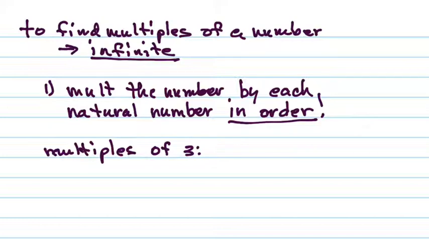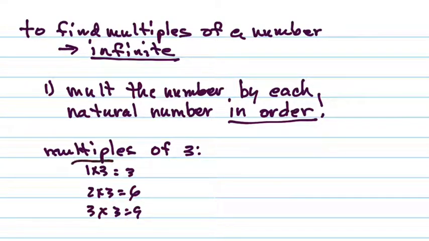So it's 1 times 3. Oops, sorry. 1 times 3, which is 3. 2 times 3, which is 6. 3 times 3, which is 9, etc. Right? Normally, you don't see the multiplication when you're listing multiples. You just do that in your head. So you'd see a list of multiples.